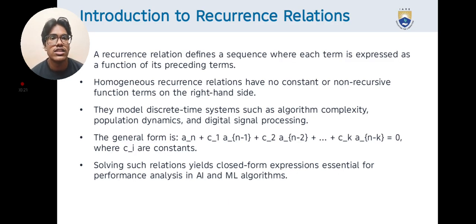Introduction to recurrence relation. A recurrence relation defines a sequence where each term is expressed as a function of its preceding terms. Homogeneous recurrence relations have no constant or non-recursive function on the right hand side. They model discrete time systems such as algorithm complexity, population dynamics, and digital signal processing. The general forms for solving such relations is closed form expressions, important for performance analysis in AI and machine learning algorithms.